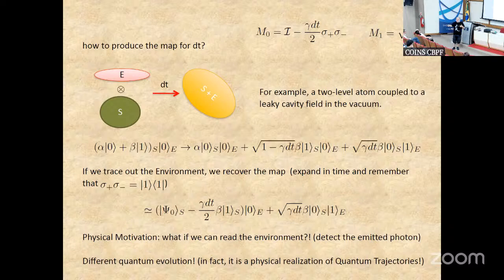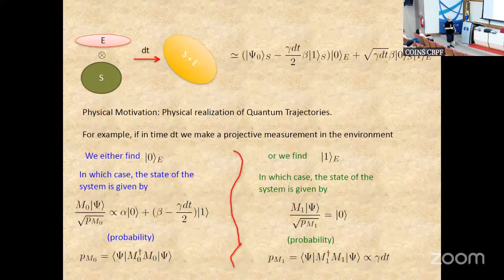If there isn't a click, then I apply the no jump. If there is a click, I apply the jump operator. So that's a physical way to implement quantum trajectories, for example, for spontaneous decay. Obviously, in this case, in each single round, if I start with a pure state, I keep my state pure. So each realization is one trajectory, a physical realization of one trajectory. So now we have a physical motivation, a physical realization of trajectories.